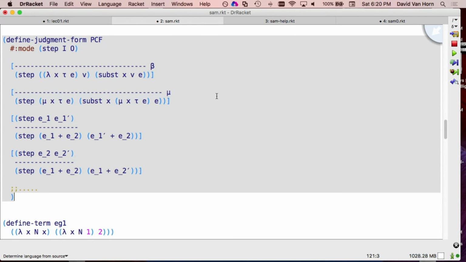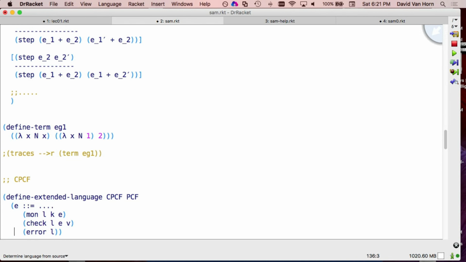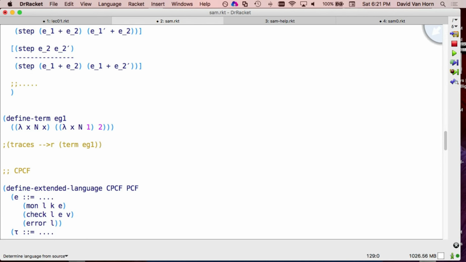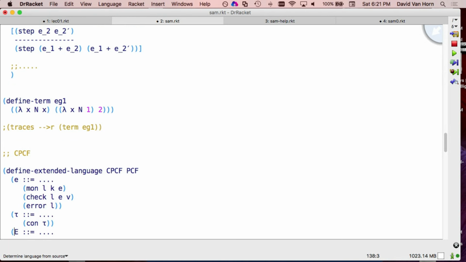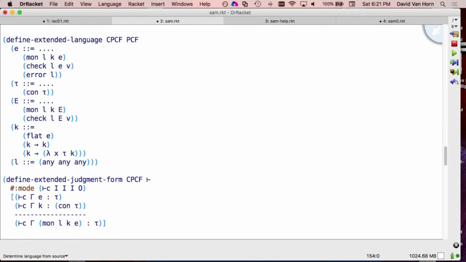Okay, so we're getting close to running out of time. I was going to do the example that Sam had, but that means I have to show you the contract language. So why don't I just show it to you real quick, okay? Because now you should feel fairly comfortable with how Redex works.